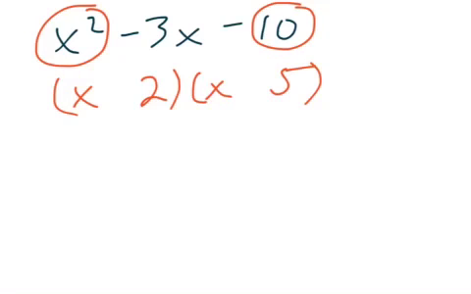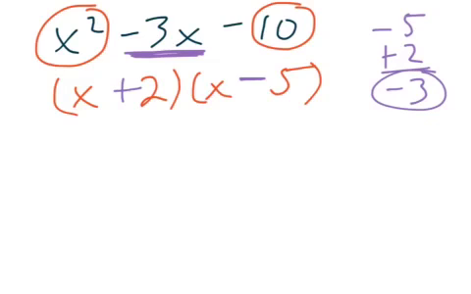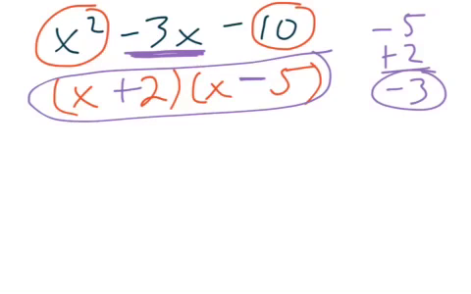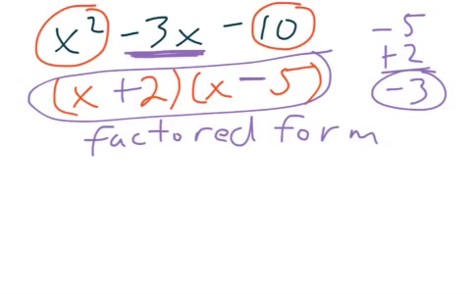Well, follow the purple. I need to get minus 3x somehow. Okay, couldn't I do minus 5 plus 2? Because again, after all, if I had negative 5 and I added 2, wouldn't that be negative 3? Yeah, it will be. So this right here is the factored form of the original problem.